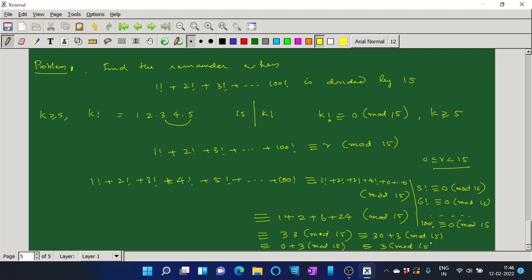Thus, the left side, 1 factorial plus 2 factorial plus etc. plus 100 factorial, is congruent to 3, and therefore the remainder is equal to 3 on dividing the left side, sigma n factorial where n equals 1 to 100, by 15.